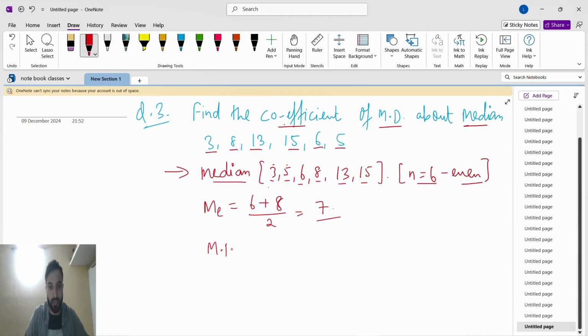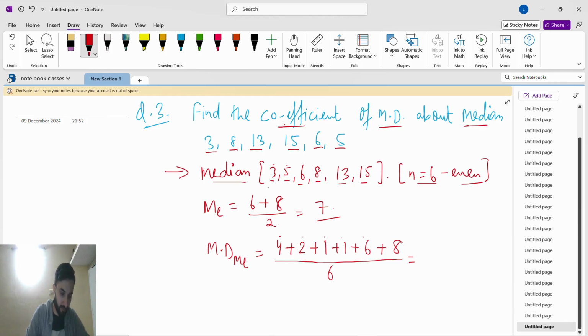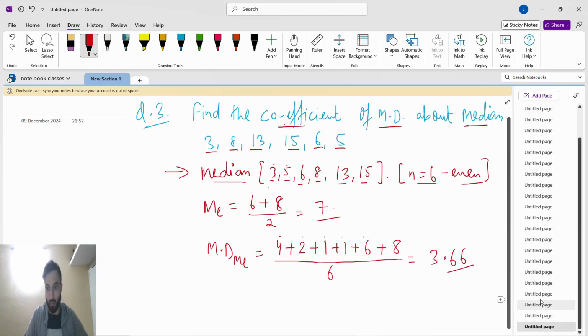First of all, now next, we found the median. Now next we have to find the mean deviation about median. So observation minus median. 3 minus 7, 4. 5 minus 7, 2. 6 minus 7, 1. 8 minus 7, 1. 13 minus 7, 6. 15 minus 7, 8. Whole divided by small n, which is 6. 4 plus 2 is 6, 7, 8, 8, 6, 14, plus 8, 22. 22 divided by 6 is 3.66. The mean deviation about median we got is 3.66.